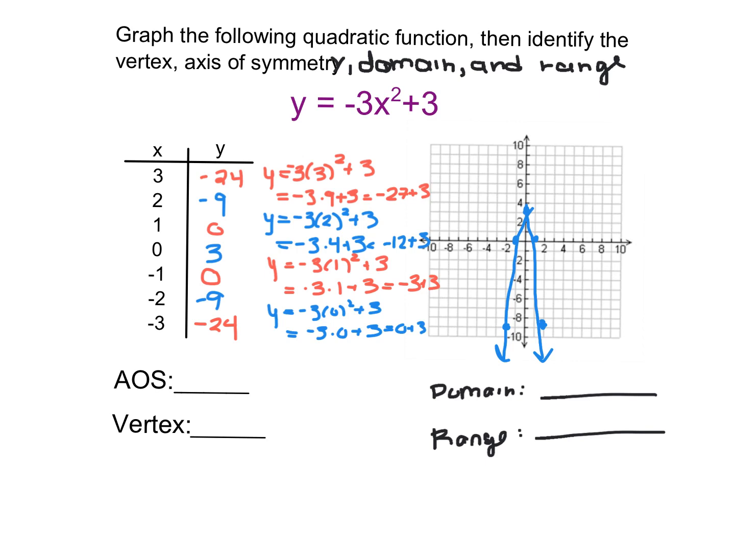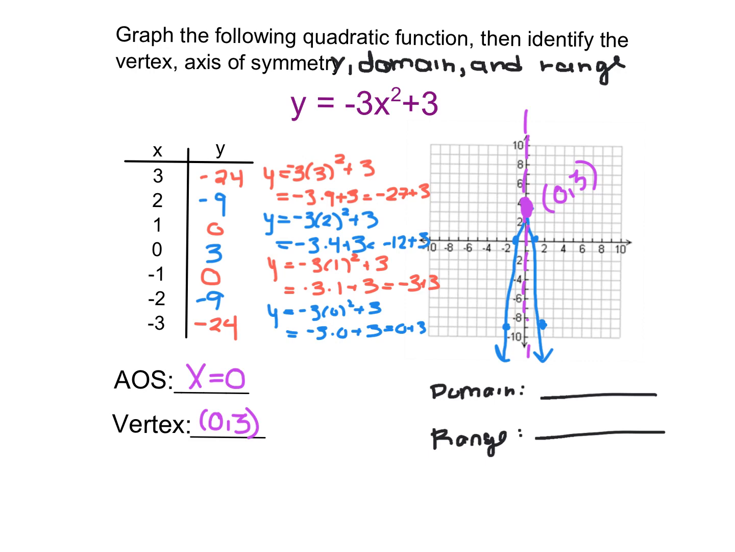So now I need to find my 4 key components of this graph. Remember that my axis of symmetry is the line that cuts that graph in half. So I can see that's right here along the y-axis, and that is the line x is equal to 0. I then also notice that my vertex lies right here at the point x is 0, y is 3. So there's my vertex point. That's the point where I change directions on the graph.